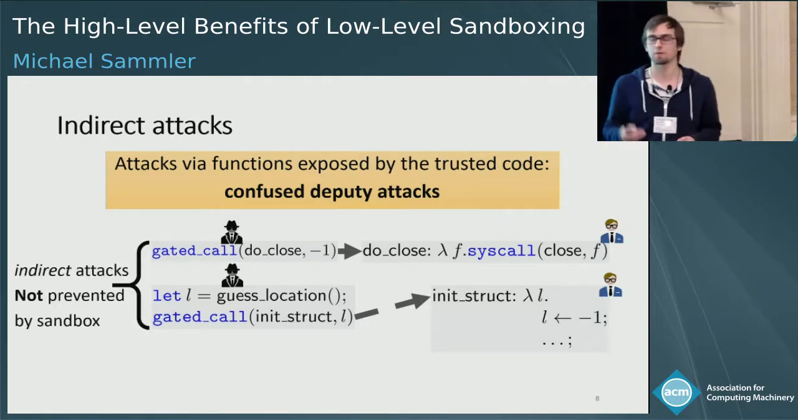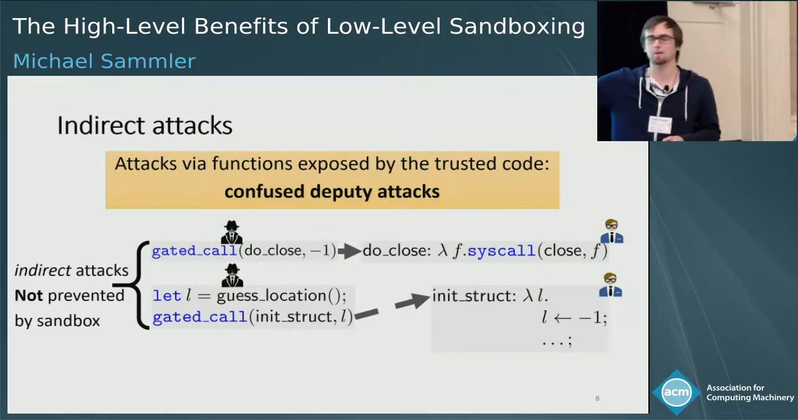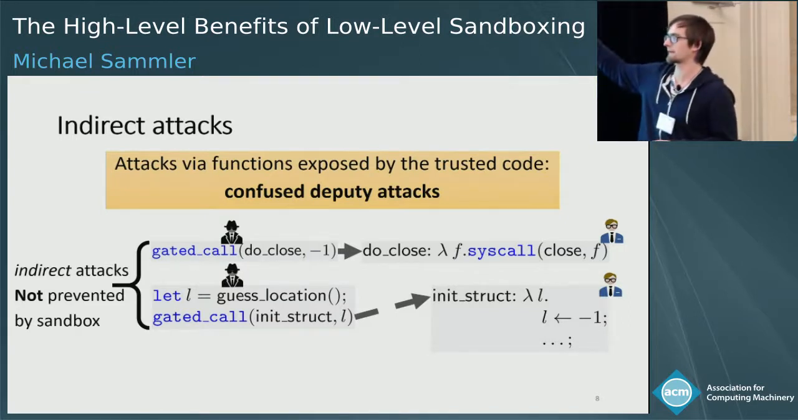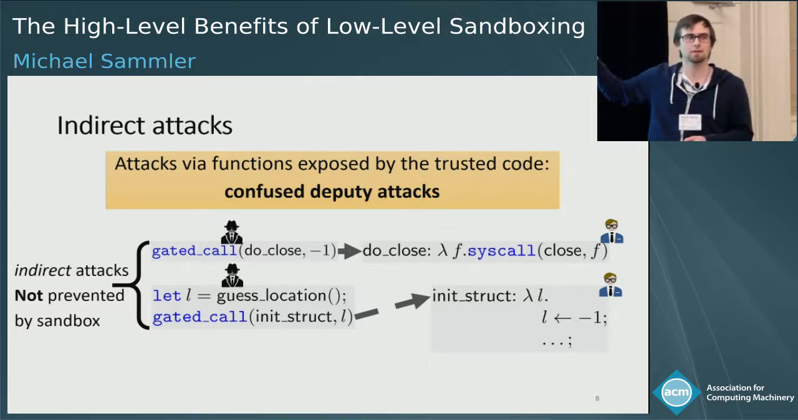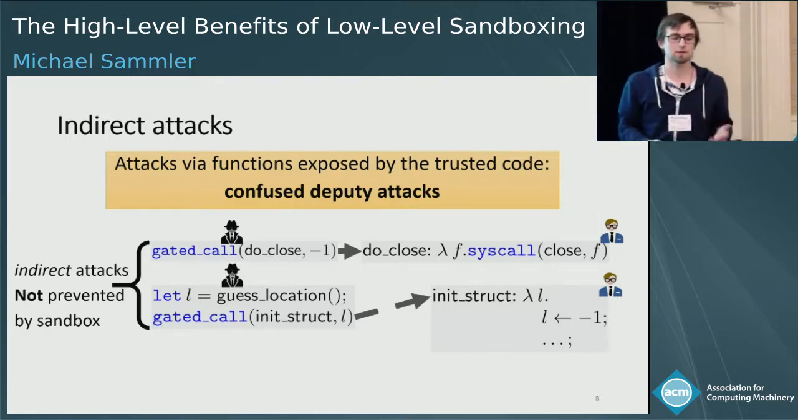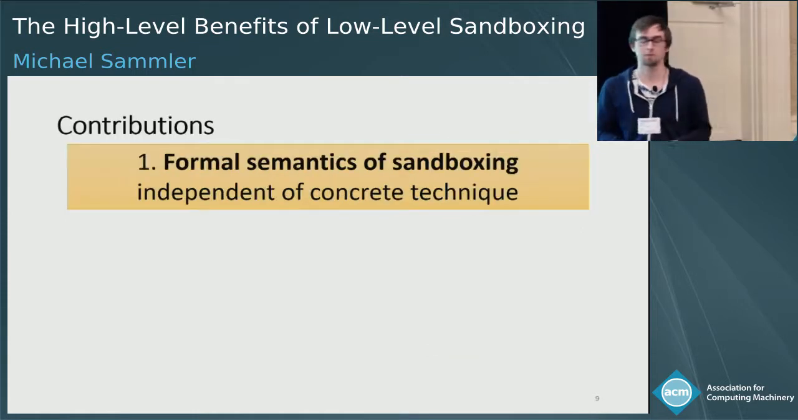So what's common about these attacks is that these are indirect attacks, where it's not directly the untrusted code which is doing the attack, but the untrusted code confuses the trusted code to do the attack itself. And because the trusted code is not restricted by the sandbox, these kinds of attacks are not prevented by the sandbox. So we will see later how we can prevent these kinds of attacks in our setting as well. But let's look at our contribution of what we did in our work.